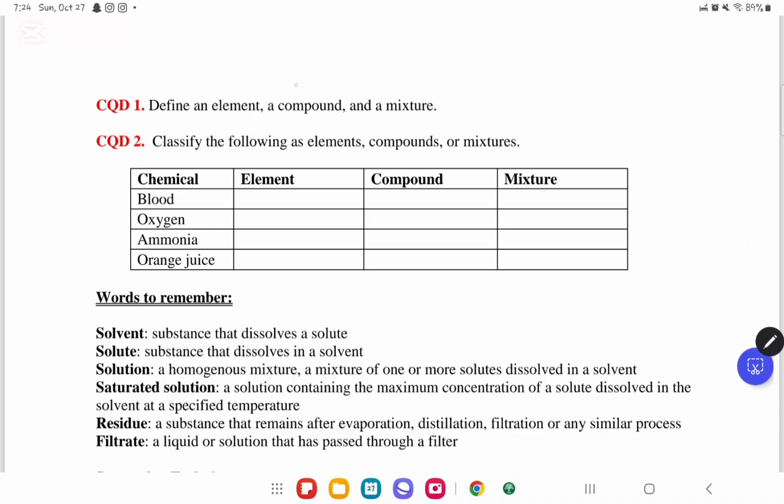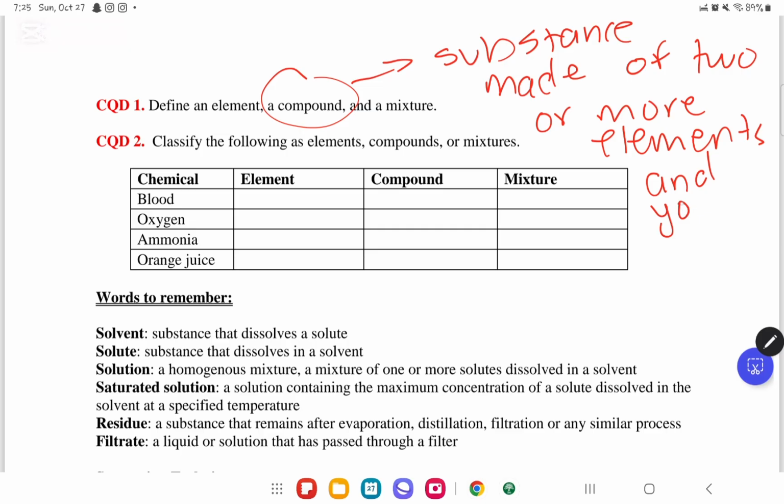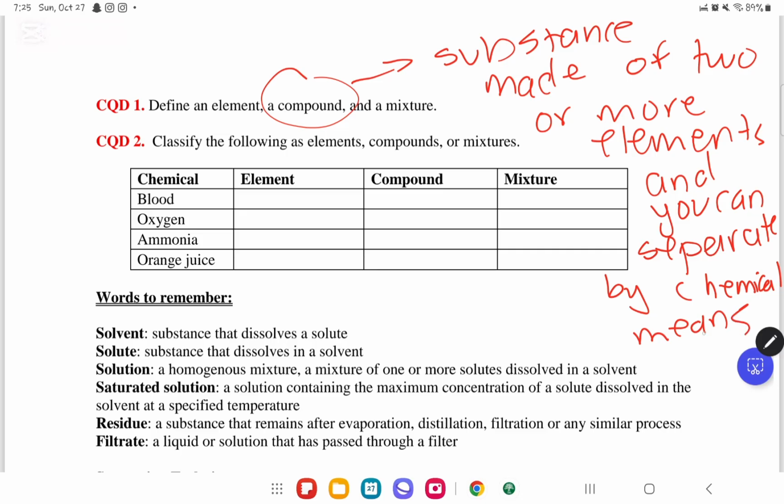Now, a compound, however, is a substance made of two or more elements that are chemically combined together. And you can separate them by chemical means because they are bonded together chemically.